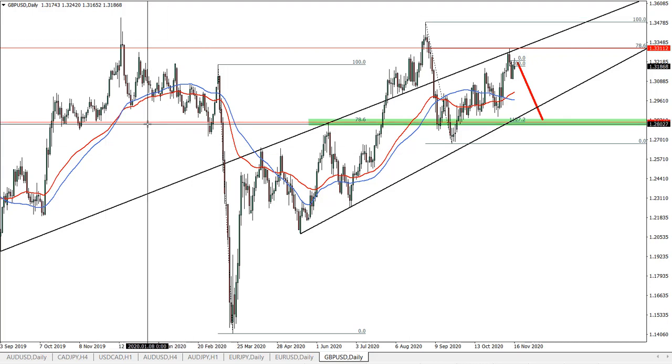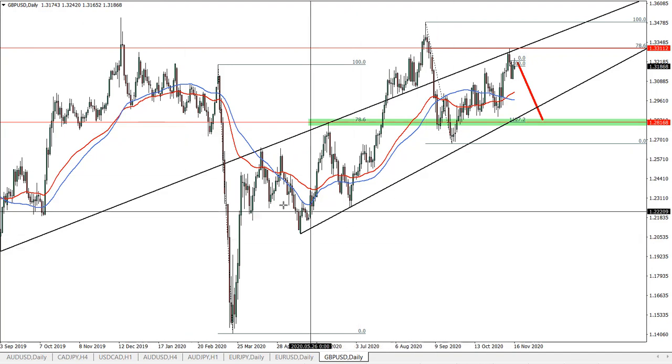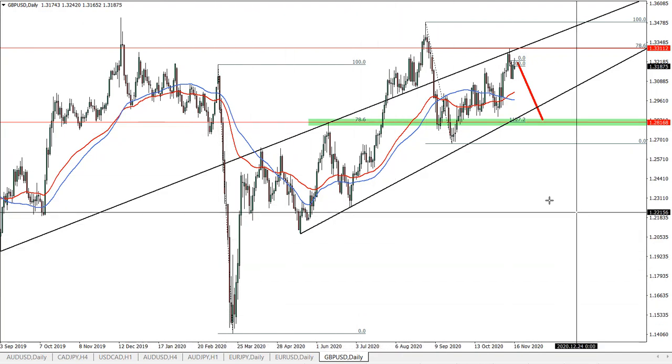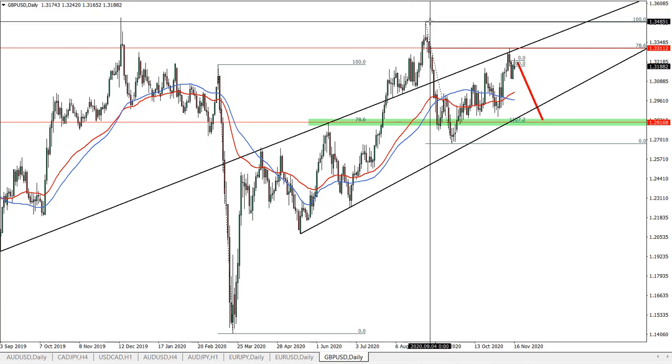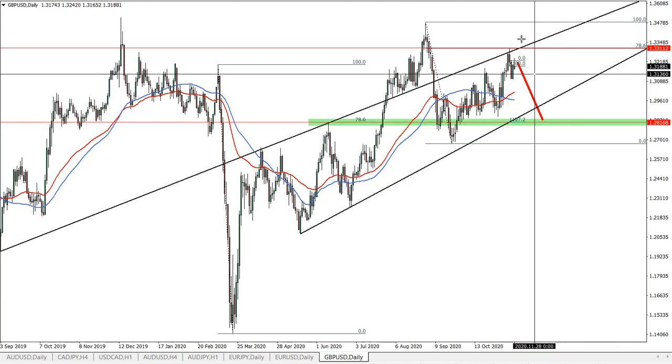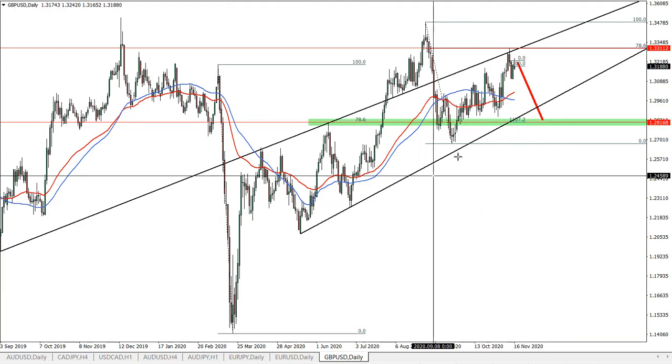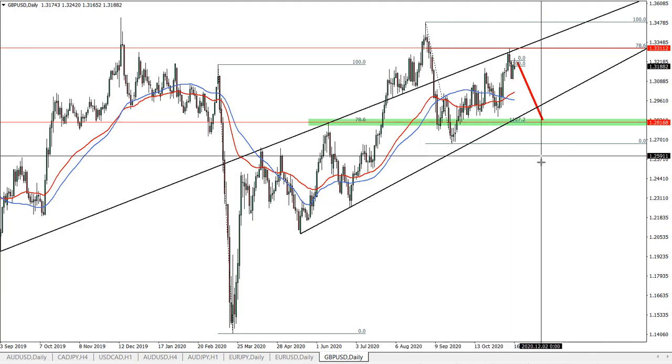So consider it as a very wide consolidation, which is ongoing. I don't see a clear uptrend because this high hasn't been broken. Price didn't even touch it, didn't even spike above. So it remains kind of range trading, or at least there should be a strong pullback to the downside.